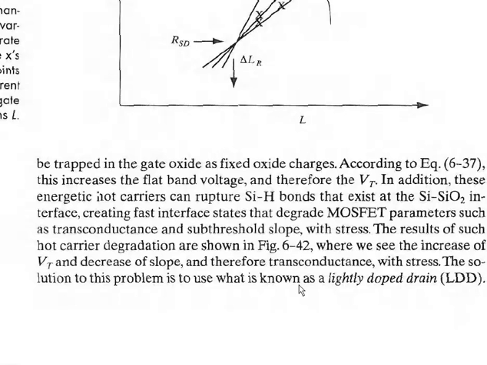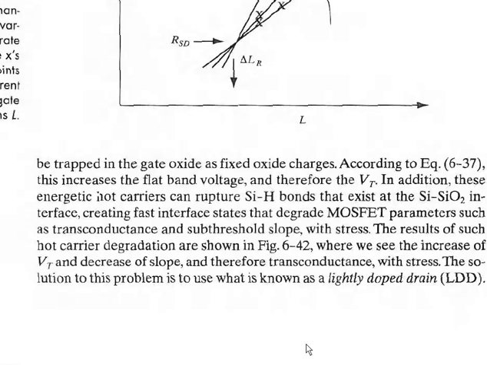So these electrons are trapped in the gate oxide as fixed oxide charges. We studied that for ideal MOS there is no fixed charge in the gate oxide, it is perfectly insulated. But due to this hot electron effect, some of the electrons may be trapped in the gate oxide, and that will contribute some fixed oxide charges.